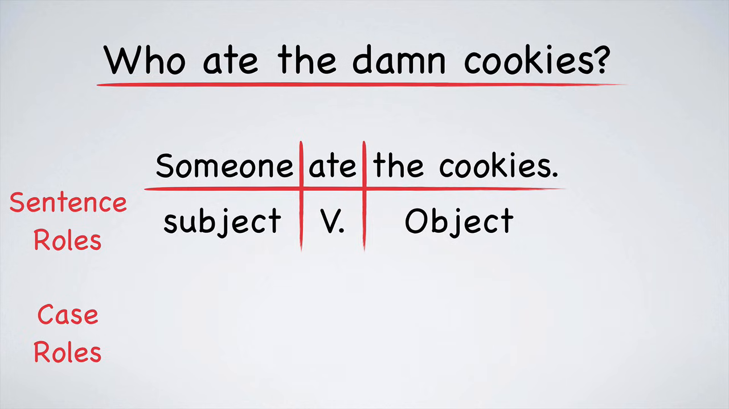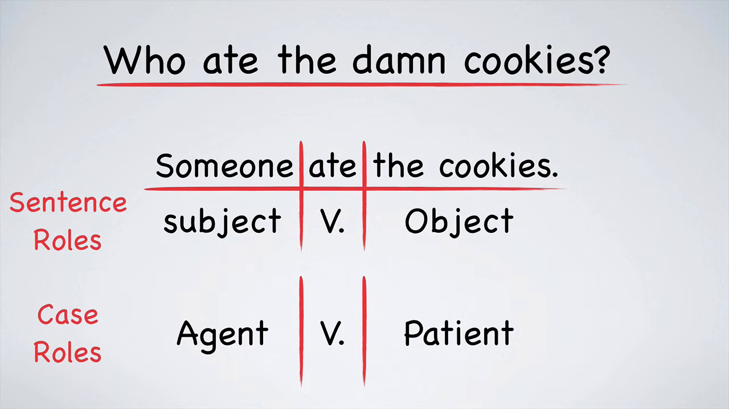Case roles describe the relationships that the nouns have to the action of the verb. In this sentence, the case role of someone is called the agent because someone does the action of the verb. Who ate the cookie? Someone. The cookie is described as the patient. The patient is the person or thing that has the verb done to it. For example, what was eaten?